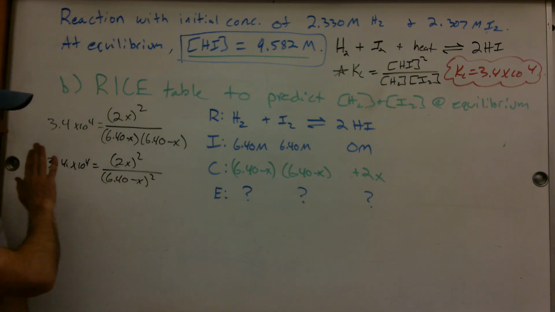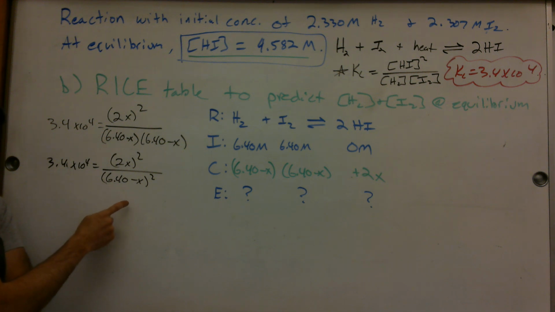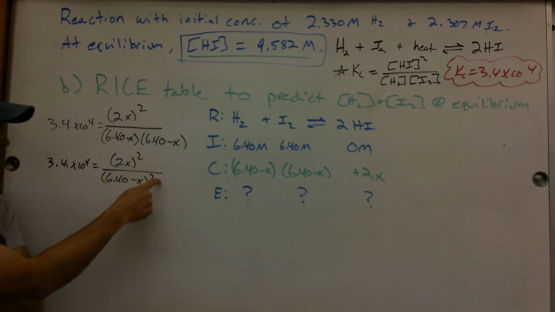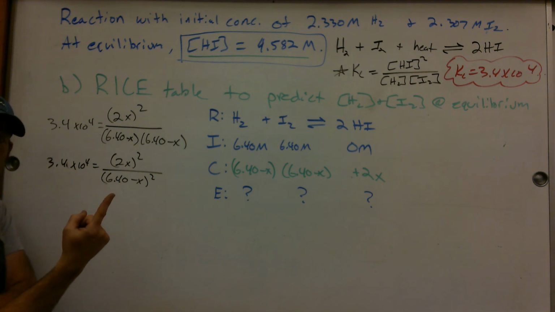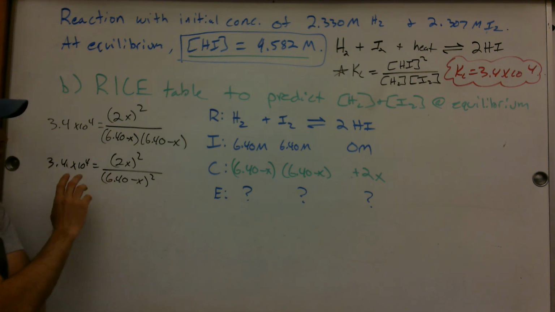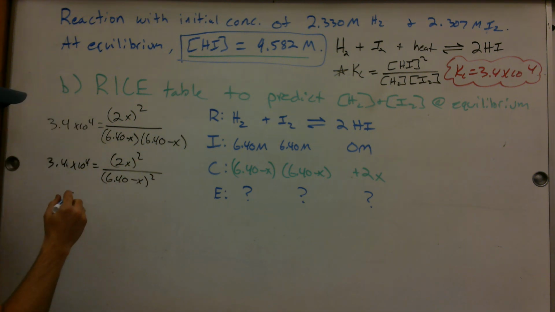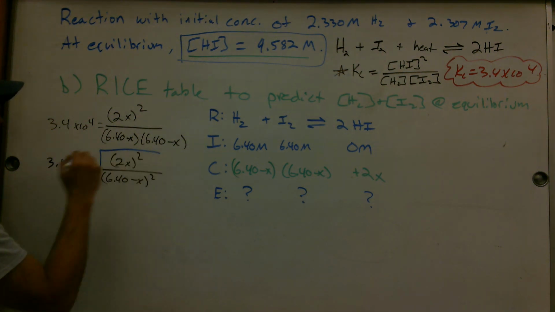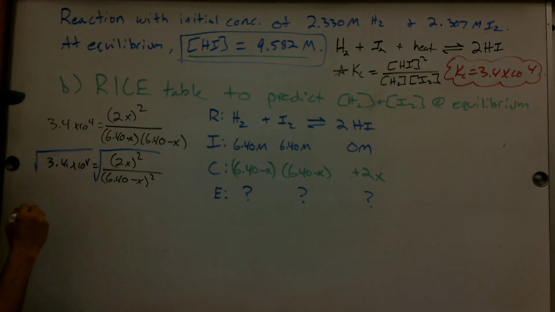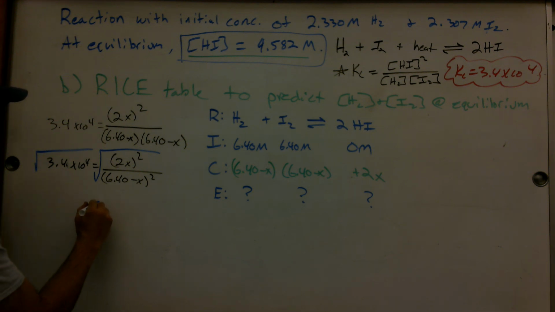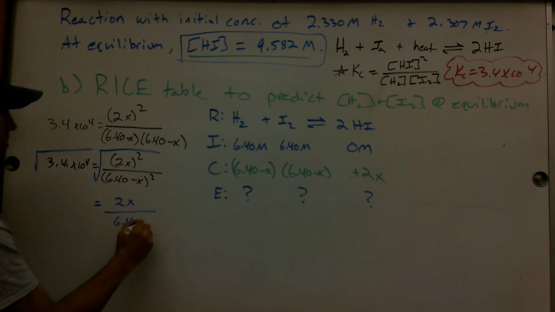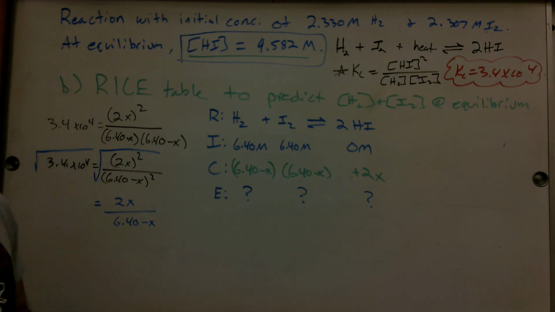Now, notice that everything on the right side of my expression is squared. Your algebra teacher, I'm sure, has taught you on more than one occasion, when everything on one side is squared, we can simplify our expression by taking the square root of both sides. That takes the square root of that, and that takes the square root of that. And I should get, on my right side, 2x over 6.40 minus x equals 184.4.